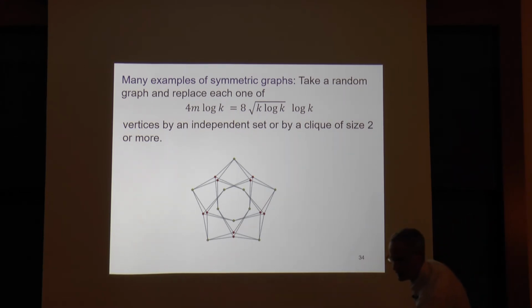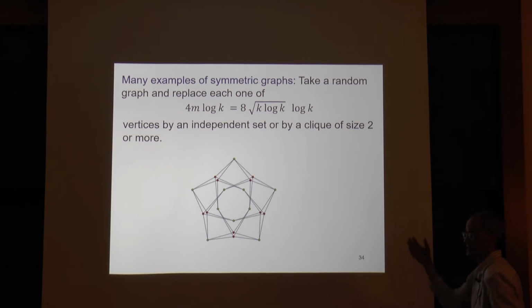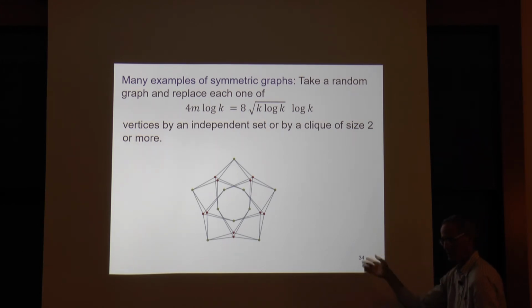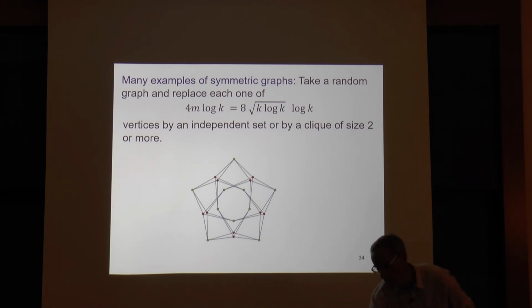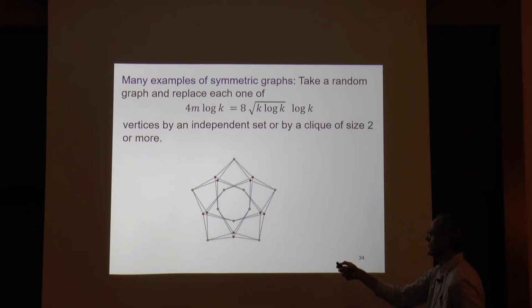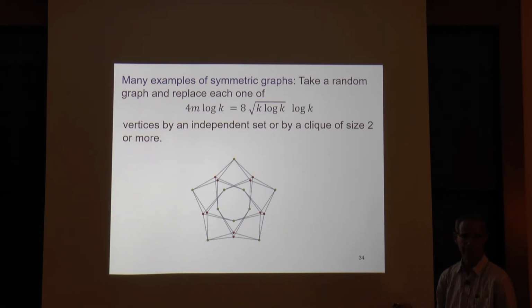Here is just a very large family of graphs which are symmetric according to this definition. You take any graph with a number of vertices slightly smaller than k. Then in it you take 8 square root k log k times another log k vertices, and you duplicate each of them by, say, an independent set of size 2, or by a clique of size 2, or by any small thing that has automorphisms, but let's say an independent set of size 2. So every vertex like this, we change it to 2 vertices, and they are connected exactly to all the duplications of the vertices to which the original vertex has been connected.